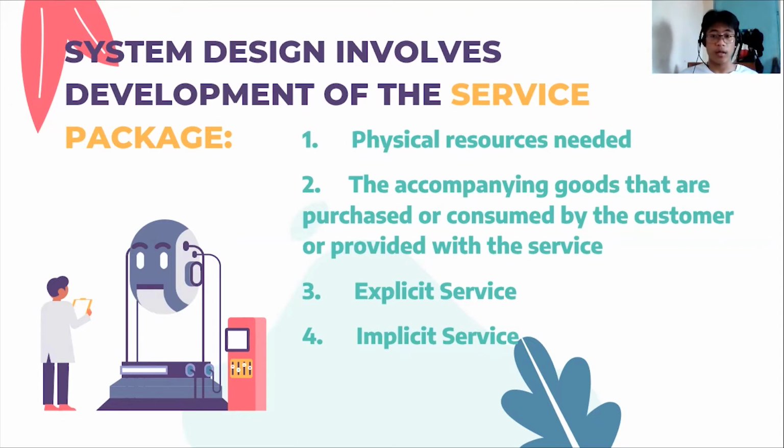air conditioners, etc. So next is the accompanying goods that are purchased or consumed by the customer or provided with the service. So example, yung mga foods na binili ng mga customers sa red platter. And the services na binili din nila sa red platter. So, next is explicit service. These are the factors or benefits observable by the senses. So, example, maganda yung AC ng red platter, comfortable yung chairs, maganda yung table, malinis, and masarap yung food, etc.